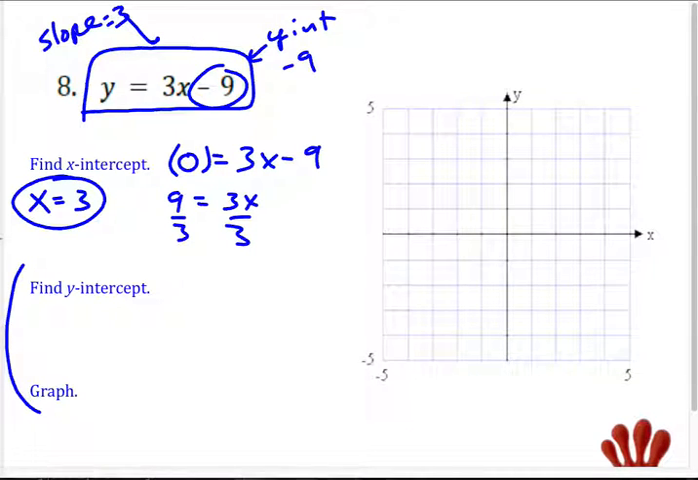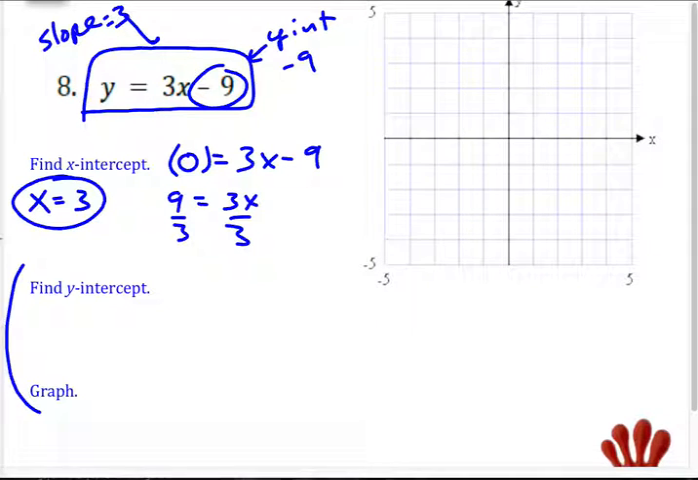is negative 9. Okay, my graph kind of goes off the board here a little bit when I try and do that y-intercept to negative 9. Negative 1, 2, 3, 4, 5, 6, 7, 8, 9, right about there. Your slope is 3. M is what we use for slope. That's the same as 3 over 1. So up 1, 2, 3 over 1.